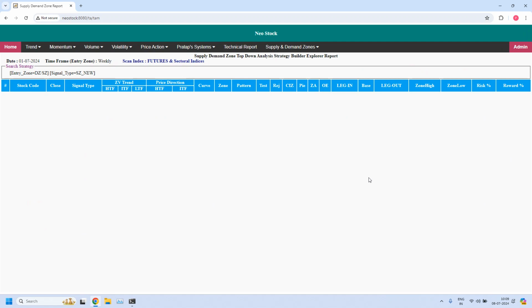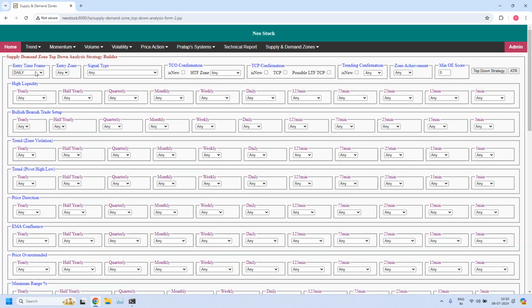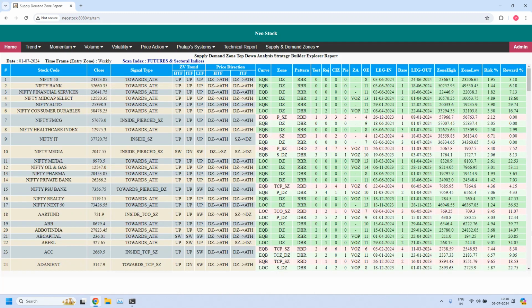And finally, let us generate a complete list of weekly demand and supply zones. So for your reference purpose, any of your favorite stock, you can refer to any of these parameters. So weekly time frame, without any filters, I am generating the report. So this is the complete list. First 17 in this list are indices. We have many sectorial indices in this list, and remaining all are equity stocks, but we have filtered from the F&O category. So what I do, I keep on scrolling the list down.